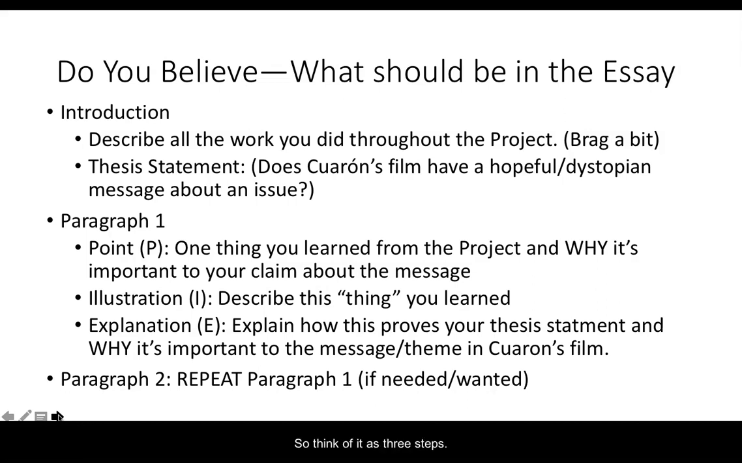So think of it as three steps. One thing you learned, what did you learn, how did this thing that you learned help support your belief that the film is hopeful or dystopian. If you are under the 500 word limit, basically all you need to do in a second paragraph is repeat the steps from paragraph 1, but tell me a different thing. So if you're under the 500 word limit, you just repeat paragraph 1 again, but with a new thing you learned from one of the essays or one of the times you rewatched important scenes from the film.